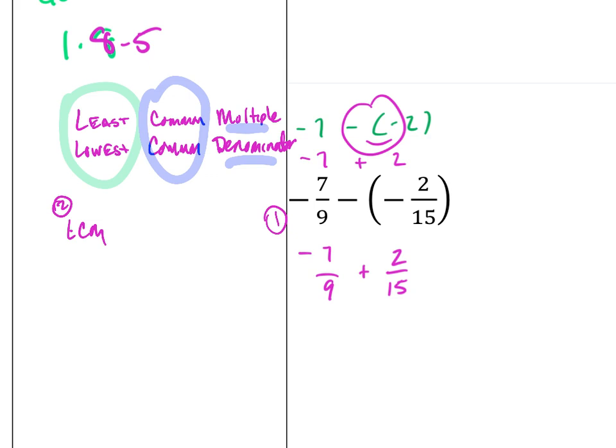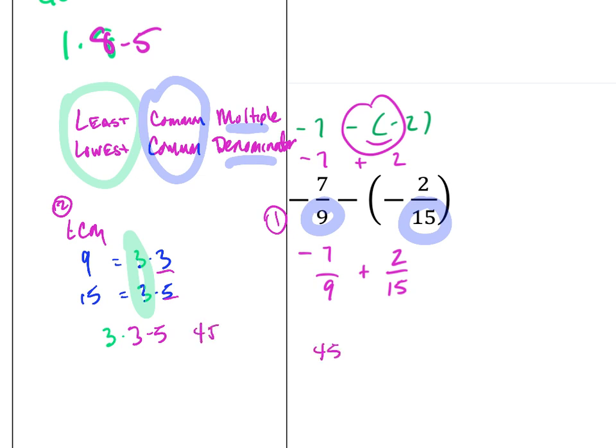Okay, so we look at the denominators. And that's going to be 9 and 15. And 9 is 3 times 3. 15 is 3 times 5. What do they have in common? They both have a 3 in common. So we take the greatest common factor, which is 3, times whatever's left over, which is 3 and 5. And that means 45. So we got to change these to 45ths. Both of them have to be in 45ths. And then we can add those.